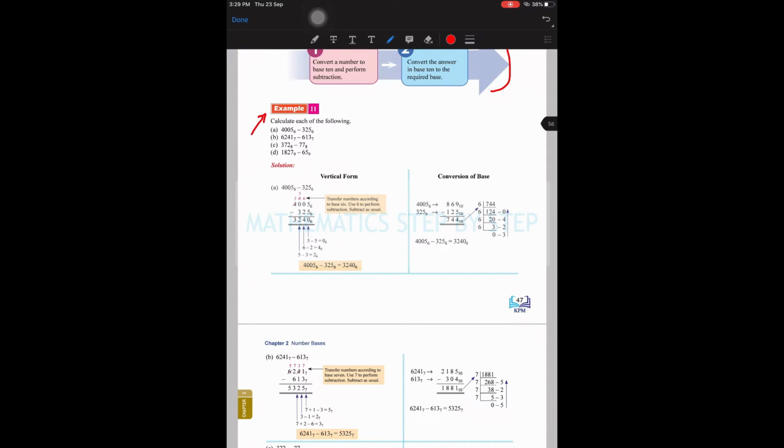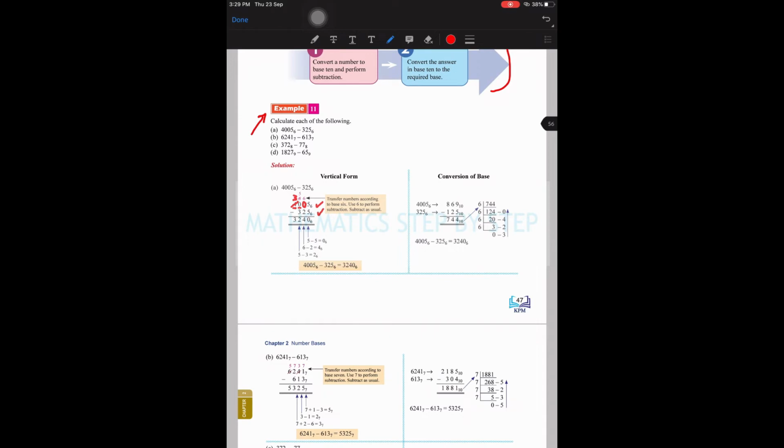A, 4005 base 6 minus 325 base 6. So 5 minus 5 gives us 0. Then here is 0, right? It's not enough to minus 2, so we'll borrow 1 from here. But here is 0 again, so we'll borrow 1 from here, okay? So the 4 now, you can see that it becomes 3, okay?